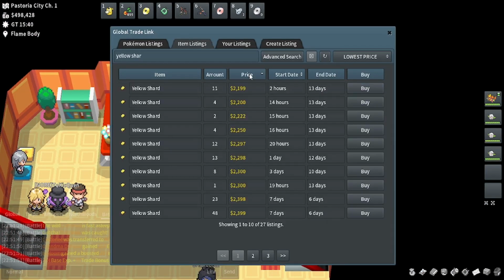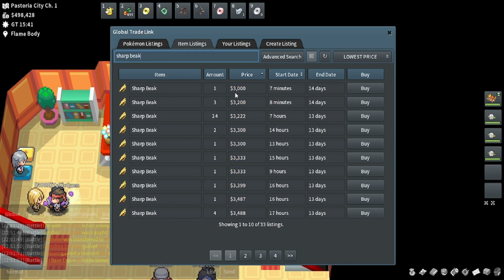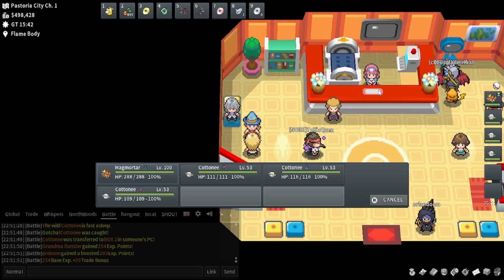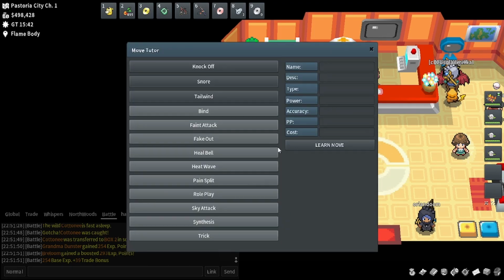First, let's consider the costs. To tutor Tailwind, it requires 2 yellow shards and 2 sharp beaks. This will cost about 10,000 Pokeyen and requires access to Sinnoh Pokemon Center tutors.